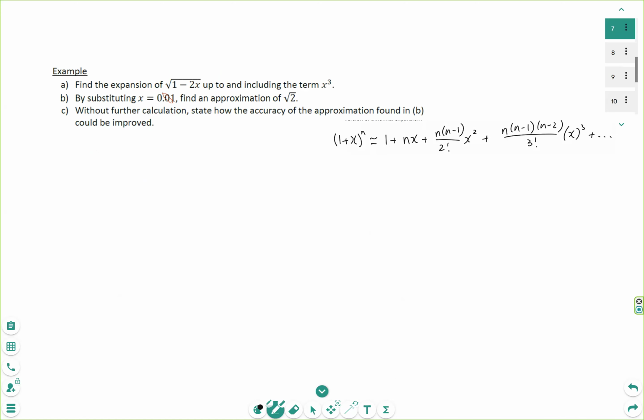Example: find the expansion of the square root of 1 minus 2x up to and including the term x cubed. What I want you to do is have a go at question A. Okay, your turn. Pause the video, have a go. When you're ready for the answer, you can press play.